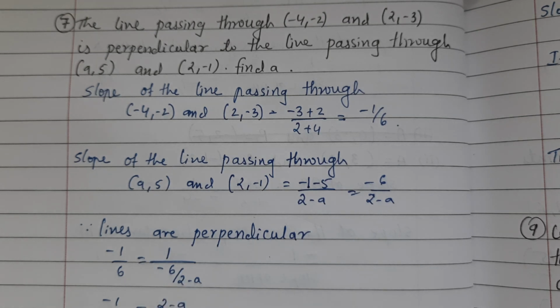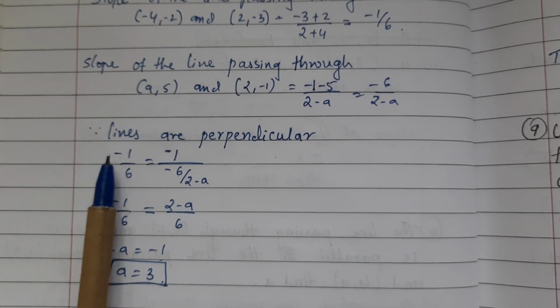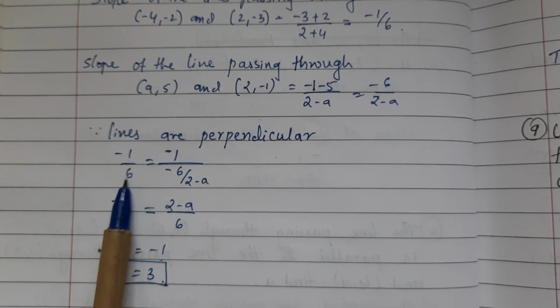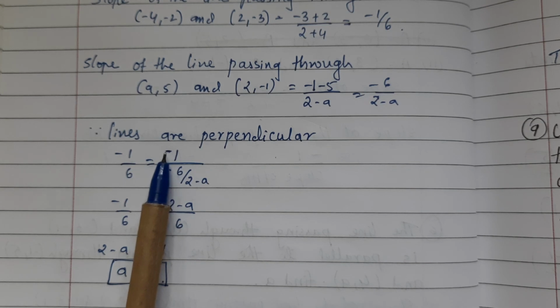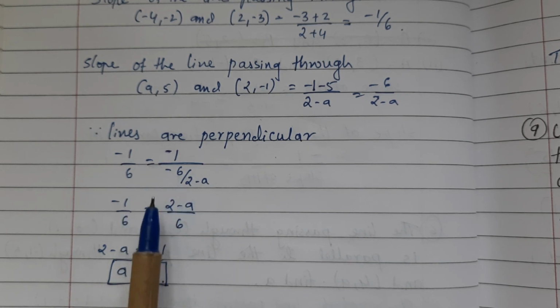Since lines are perpendicular, slope of first line, -1 upon 6, equals -1 upon slope of second line, which is -6 upon (2 - a). Minus into minus, minus gets cancelled, equals (2 - a) upon 6. Cross multiply: 2 - a equals -1. 6 gets cancelled. a equals 3.